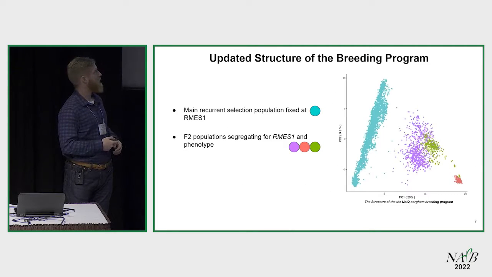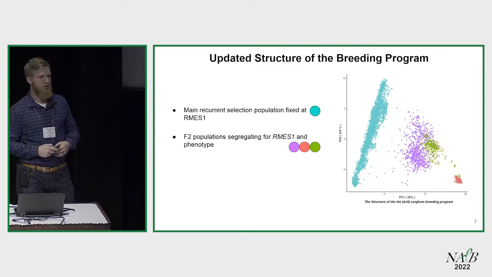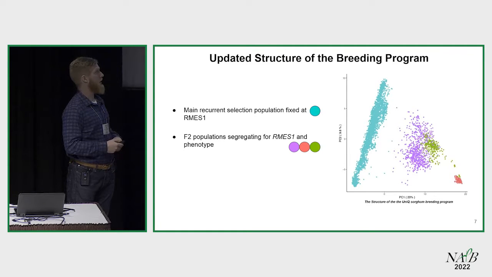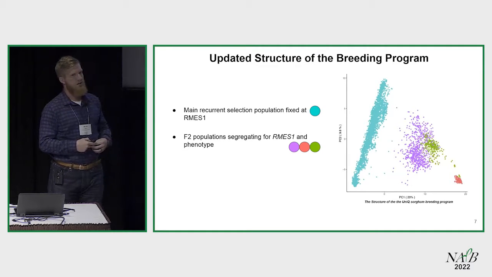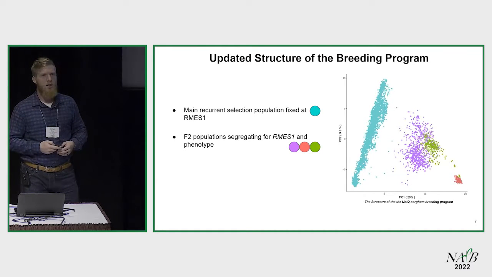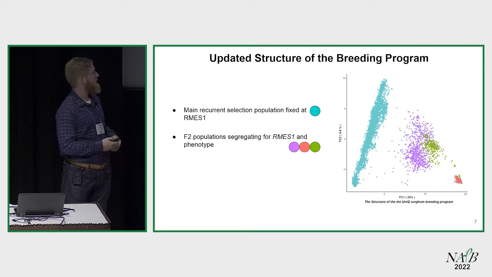But it's iterative. So now what we have is this is the population structure of the breeding program. The big teal one here, this is the main recurrent selection population that's fixed for this loci now. So mass population fixed for this loci, and then to bring anything into the population, they cross it with things from the main population and then have to screen it. Like I said, without the RMES1 positive allele, everything dies without being sprayed. It doesn't grow past a foot tall. So you have to do this strategy.